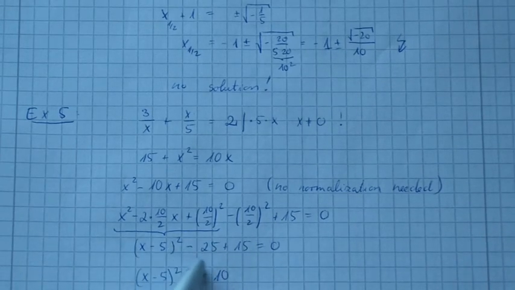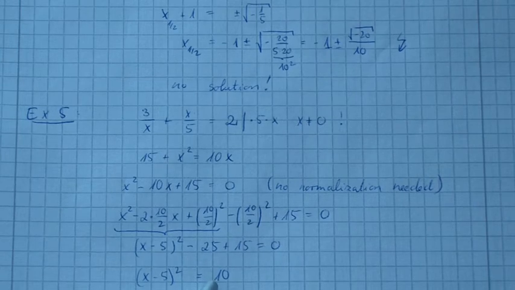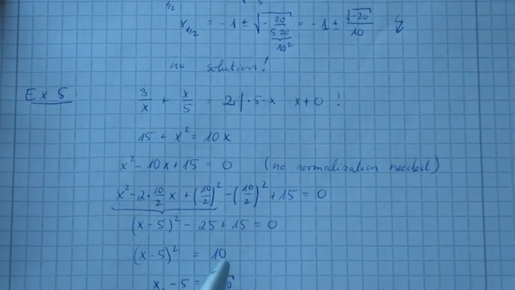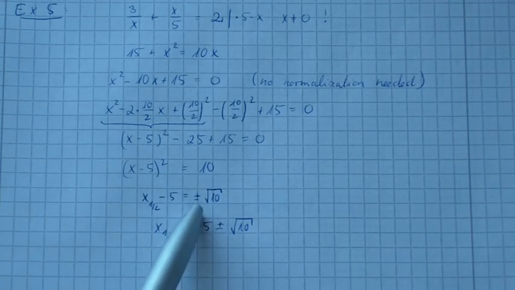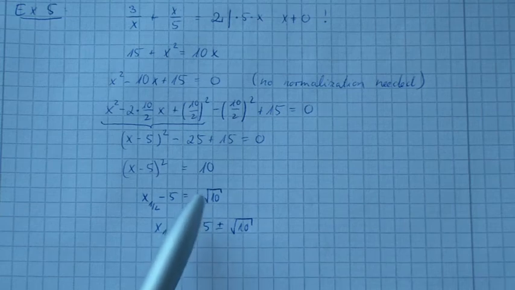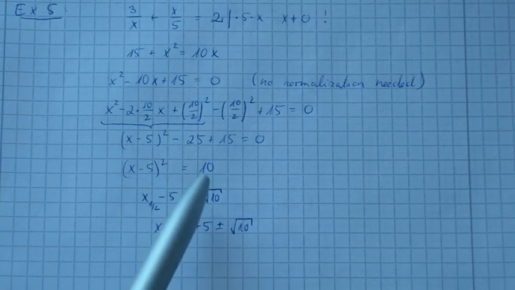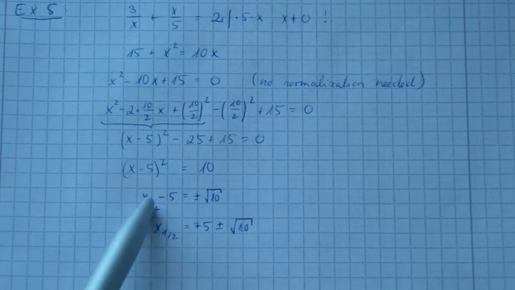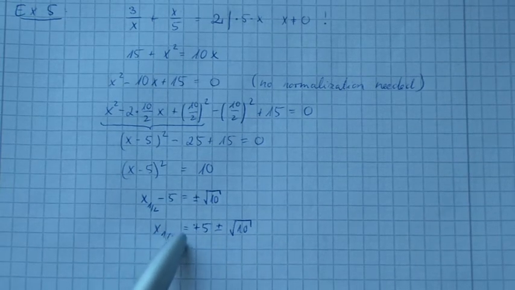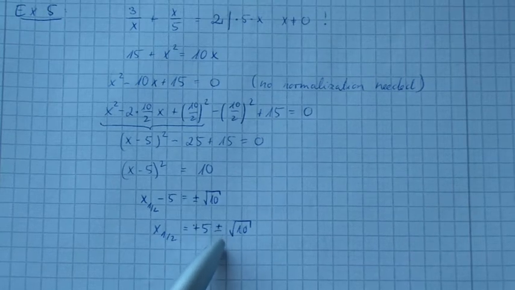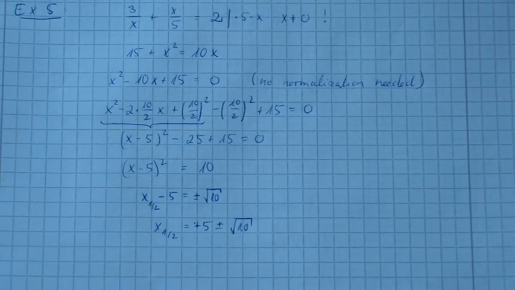Now minus 25 plus 15 will give you a minus 10. Bringing it to the right hand side will give you a negative sign. Okay, now we are ready to solve. We just take the square root. Remember, I always teach my pupils to put in here plus minus square root of 10. The minus 5 will come to the right hand side. So we have x1,2 equals 5 plus minus square root of 10.